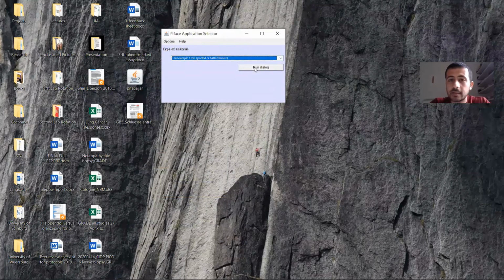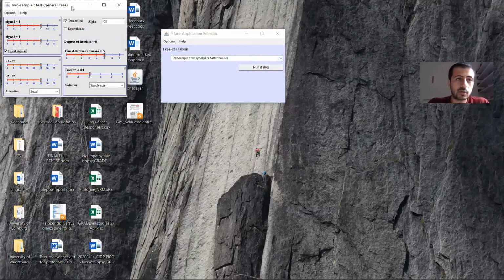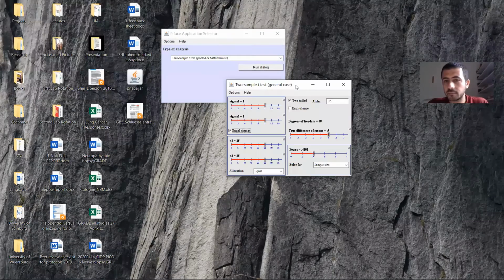2 sample t-tests. What is a 2 sample t-test? I will weigh people in the gynecology department, and I will weigh people in the ENT department, and I will see the difference. I will test for the difference. Here it is a little bit more difficult. 2-tailed, 1-tailed, alpha. We are testing for the equivalence, or we are not testing for the equivalence. So we just leave it as this.